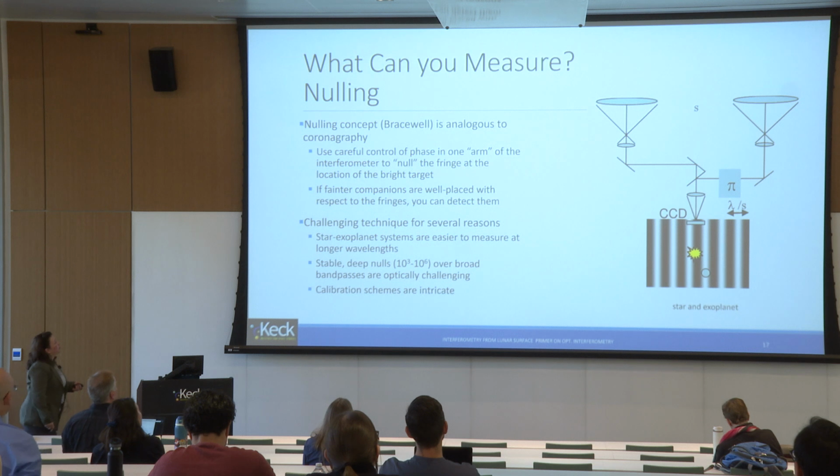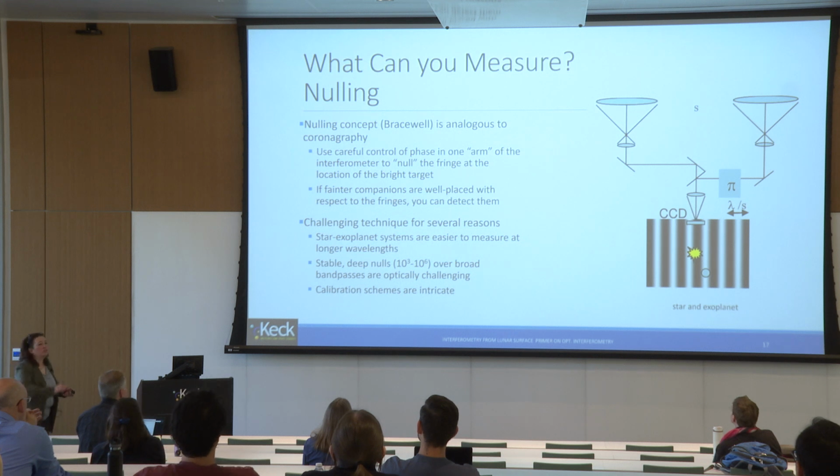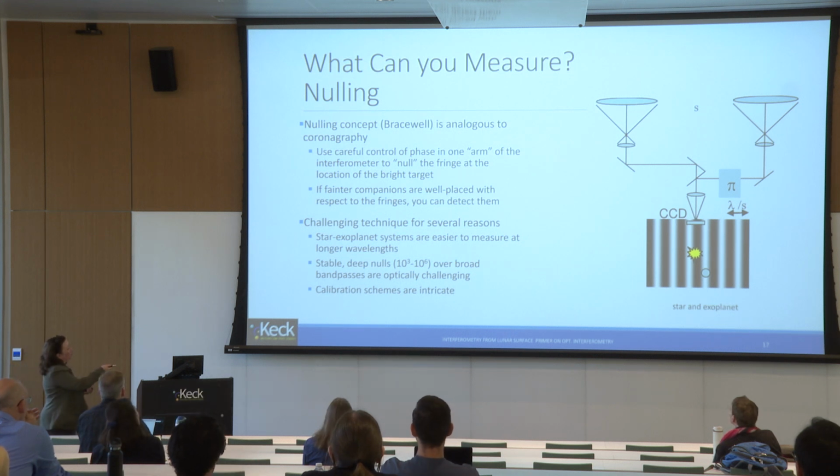Nulling was something that I got to participate in at Keck. The concept was first developed by Bracewell, and it's analogous to coronagraphy. So we all kind of carry around our own coronagraph whenever we want to look at something near the sun, and we put our hand up in the way. And it's the same kind of idea, only we do it in phase.